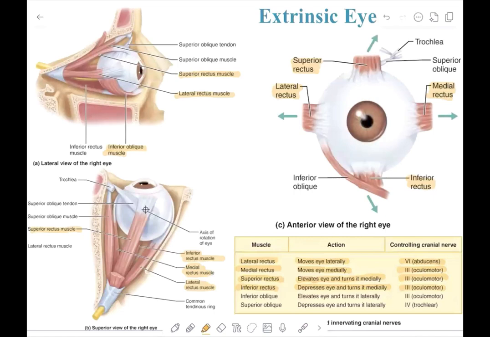So we talked about the inferior rectus. Then there are 2 oblique muscles. As you know, that means it's kind of like a diagonal. So there's the superior oblique muscle and the inferior oblique muscle. Those 2 muscles are going to elevate the eye and turn it laterally for the inferior oblique, controlled by oculomotor. And then the last one is going to depress the eye and turn it laterally, and that's controlled by the trochlear.